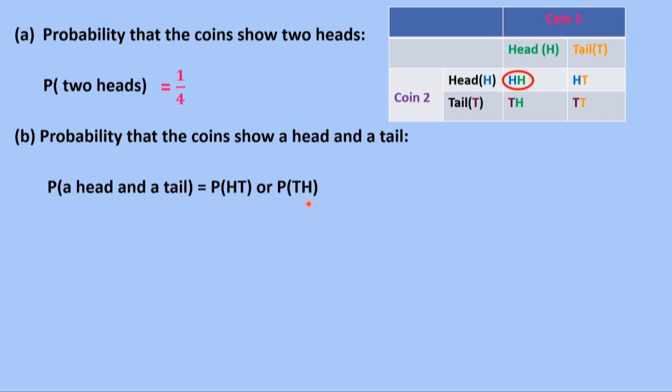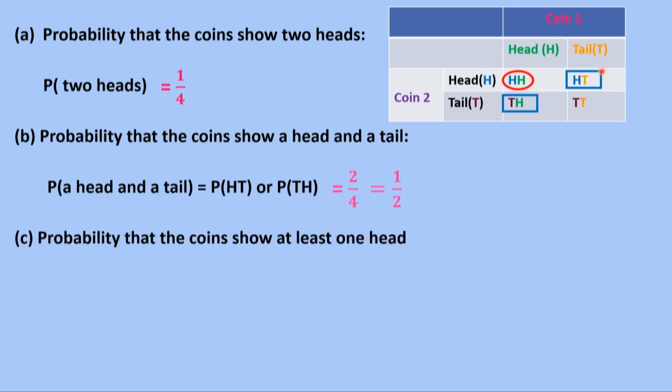Now, we look at the diagram. So, probability of getting head, tail, or tail, head. We have 2 possibilities. And the total number of possible outcomes is 4. So, I'm going to have 2/4. Reducing to lowest term, we have half. So, probability of getting head and tail will be half.